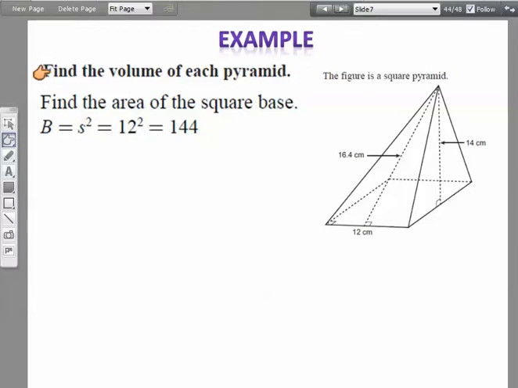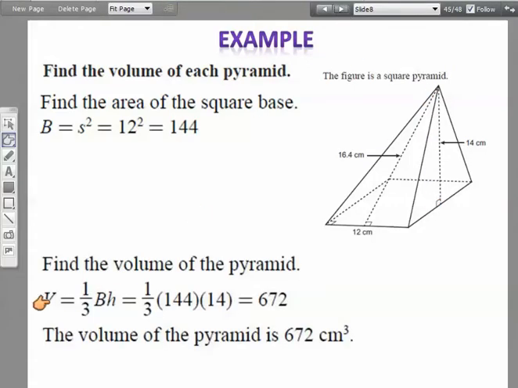So here we've got an example, find the volume of each pyramid. This is a square pyramid that's lopsided. But anyway, telling us it's a square is telling us that all these sides have equal length. So to find the area of the base, remember that's just s squared, length times width, s times s. The length is 12, so 12 squared is 144, so one thing down, we have found the area of the base. Now, if you'll notice, they did give us the height of the pyramid right here, and it's 14.